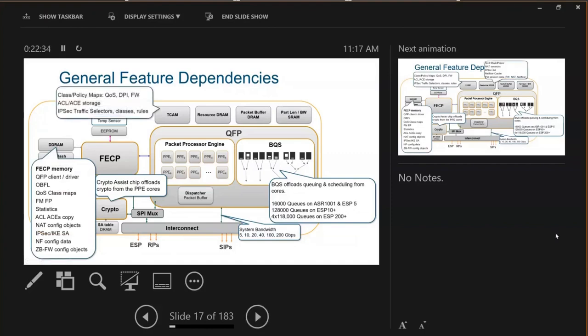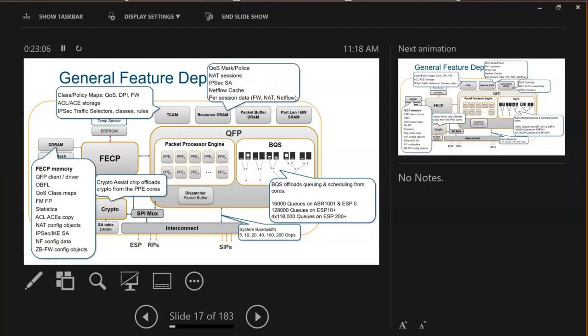And this is where, as I was telling, the hardware level storage of the QoS, ACL, IPsec traffic selectors, and all those different feature values is kept. So resource DRAM will be the memory used by QFP. It will be used to store the dynamic values like QoS, mark, and policing. NAT sessions will be dynamic; as and when a new NAT session is created, that will be stored in DRAM.